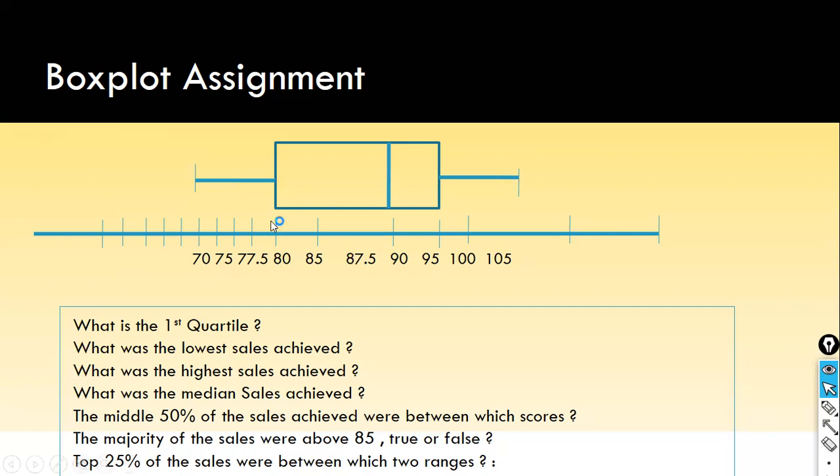In this case, how many data points are there? 1, 2, 3, 4, 5, 6, 7, 8, 9, 10. The 5 values are between 70 and 85, 1, 2, 3, 4, 5. Let's say your Q1 is 85. In that case, 5 values, and the remaining 5 values are above this one. So the majority of the values are obviously here, 1, 2, 3, 4, 5.